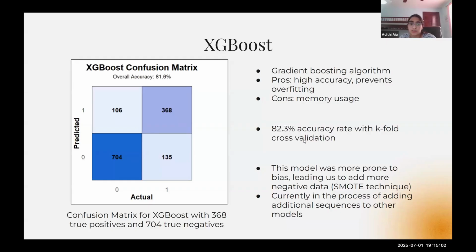And this model specifically was way more prone to bias because of the less negative data that we had initially. So we used the SMOTE technique to add more data, and we are currently in the process of adding these additional sequences created with SMOTE to the other models. The reason I mention this is because if you look at the confusion matrix on the left, you can see that the numbers used in this confusion matrix are way higher than the numbers for the other models' confusion matrices. So, yeah, that's the reason why.